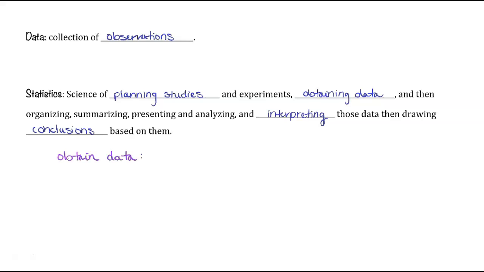Let's think of some ways that we could obtain data. Data can be obtained through surveys, polls, physically taking measurements, observations, as well as many other ways.